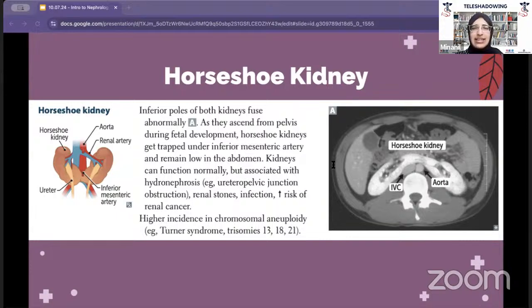So in most cases, like I said before, the horseshoe kidney is asymptomatic. It doesn't cause symptoms, and people can often live their entire lives without realizing that they have this condition, because it's often found incidentally.